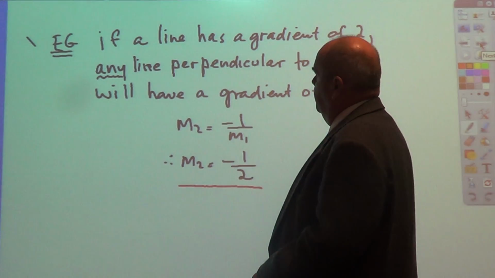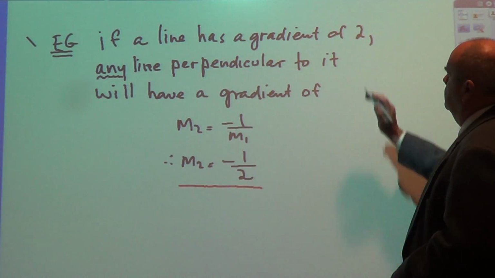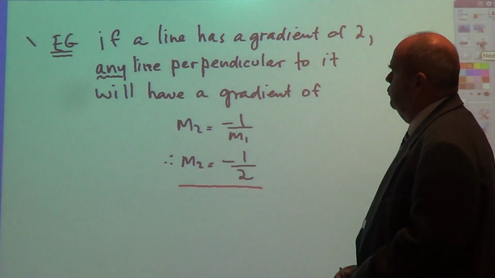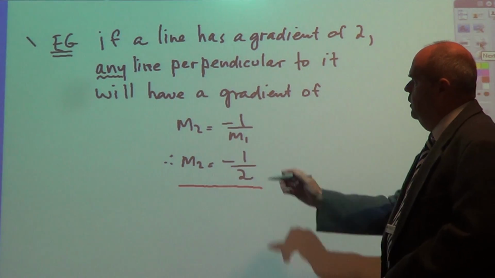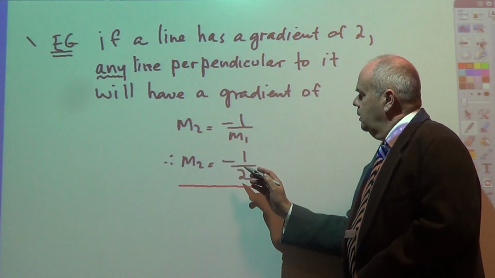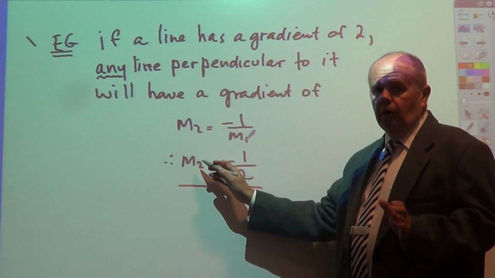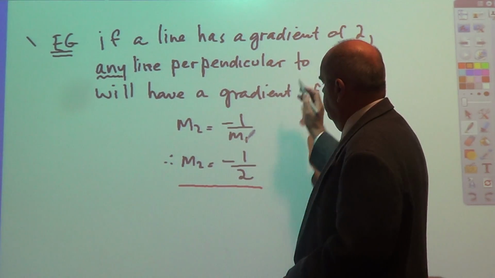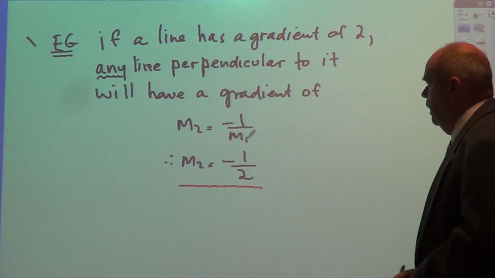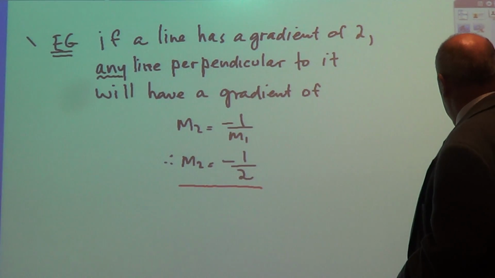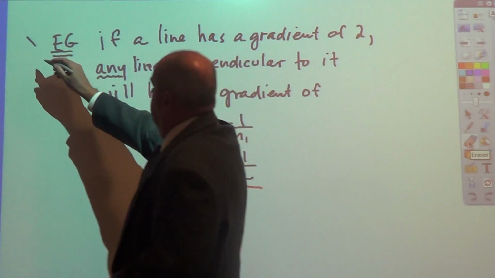So, put quite simply, if a line has a gradient of 2, any line perpendicular to it will have a gradient of, here's the working out here. So we substitute the 2 in there, and we can see that the gradient of any line perpendicular to a line with a gradient of 2 will be negative 1/2. So, that's a key fact.